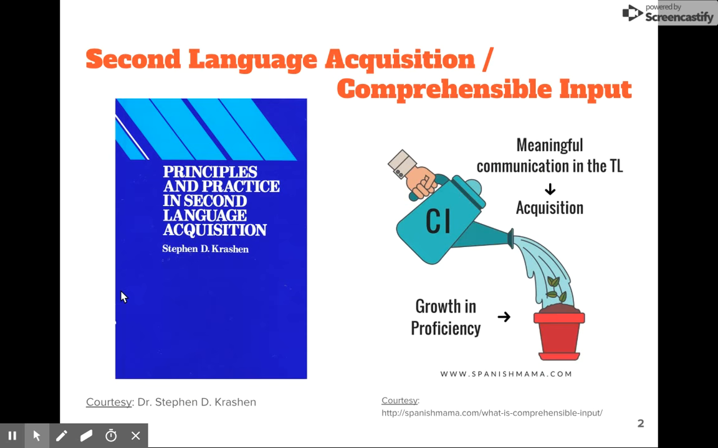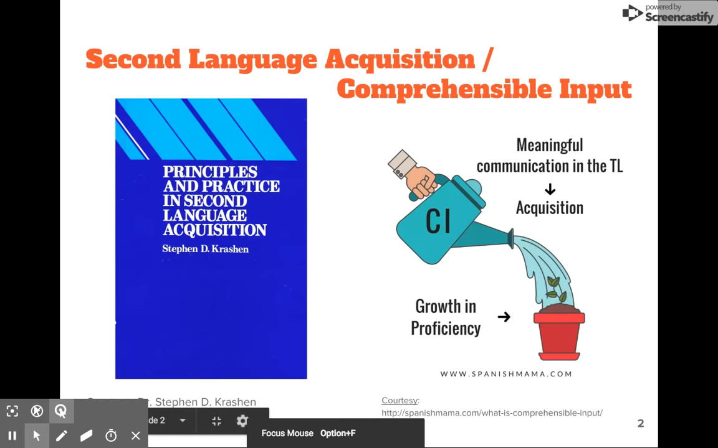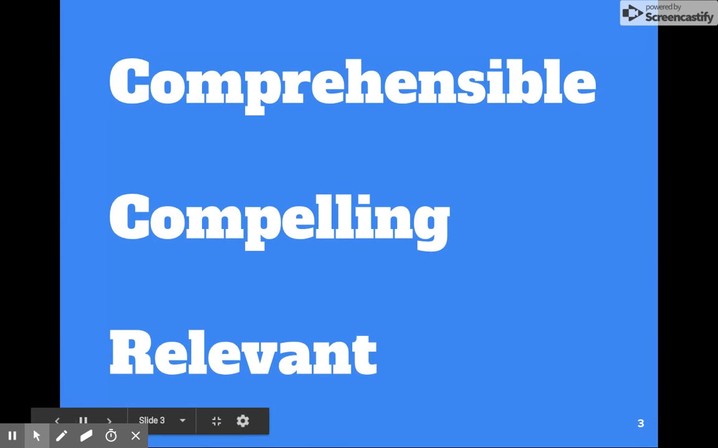We start first with second language acquisition, SLA, Dr. Stephen Krashen's description of how we acquire languages. As Krashen and many others have repeatedly told us, input is the name of the game. So what exactly is input? Input is spoken or written language that we receive. In order to facilitate acquisition, input must be comprehensible, compelling, and relevant. Let's take a look at all of those individually.